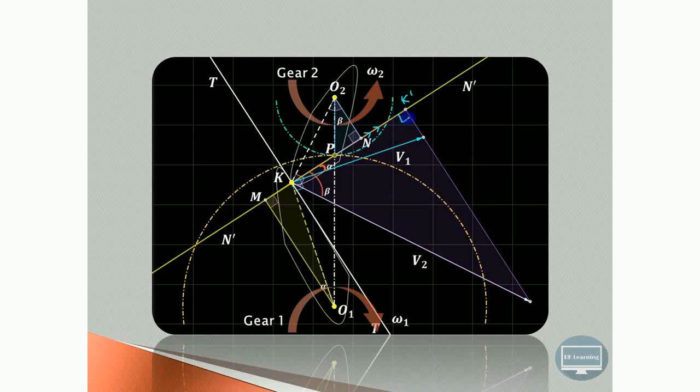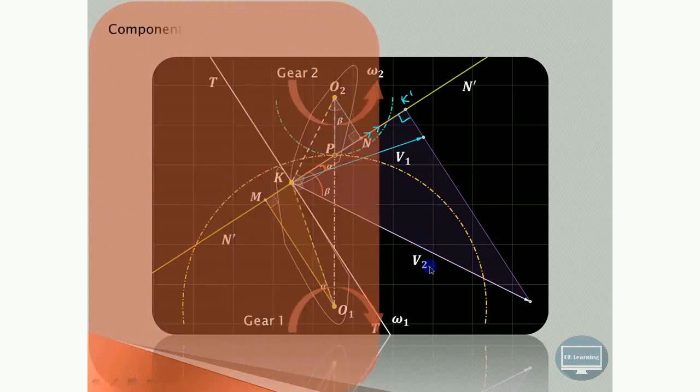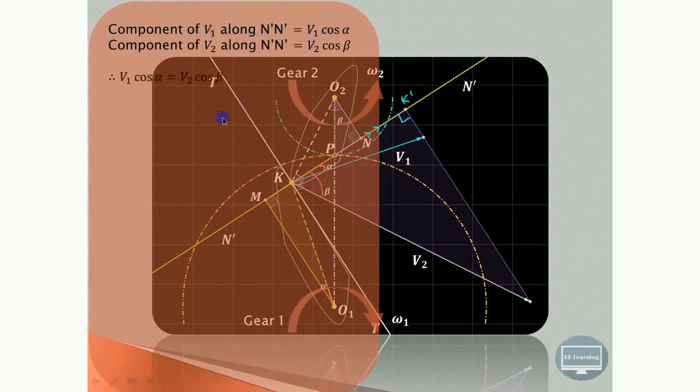So this is the perpendicular. V1 will have the adjacent component, that is V1 cos alpha, which is K dash. Similarly, V2 will also have the component, but that angle is beta, so it is V2 cos beta. So K dash is also equal to V2 cos beta. So we have seen that the component of velocity V1 along n dash is V1 cos alpha, and the component of V2 along n dash is V2 cos beta. Now to have proper contact or proper rolling motion, we must have these two components equal. So V1 cos alpha must be equal to V2 cos beta.